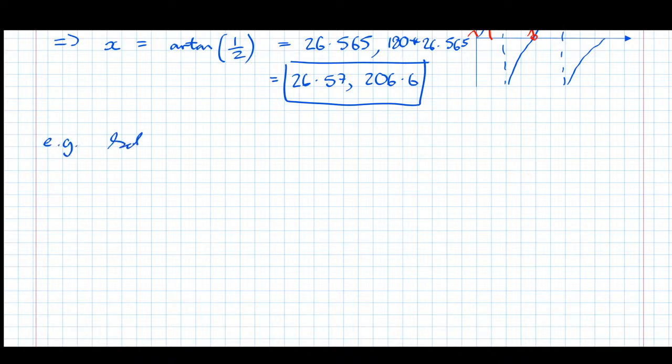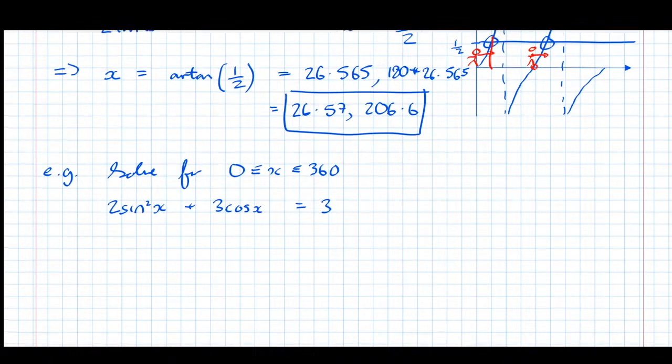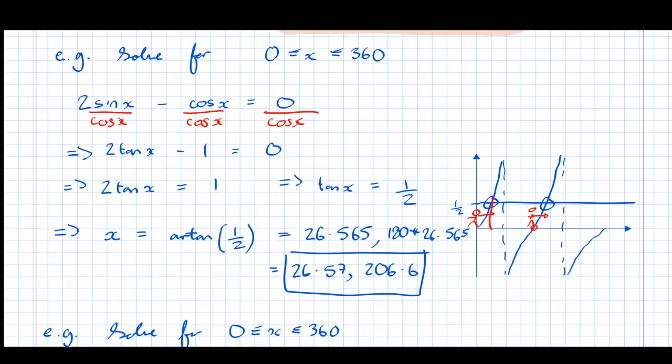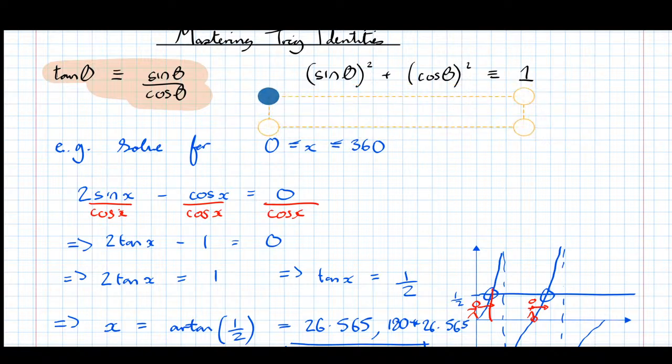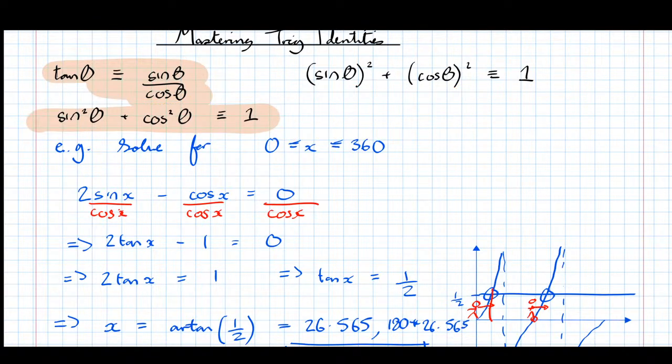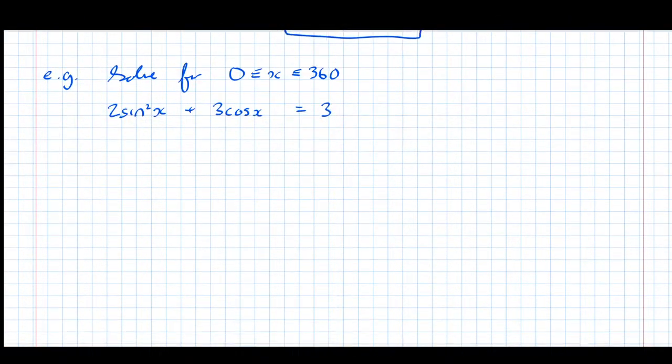E.g., solve for 0 less than or equal to x less than or equal to 360. Let's solve 2 sine squared x plus 3 cos x equals 3. And remember, we've got our 2 trig identities here. Let's bring them down. So I'll copy those and try and put them next to every question. And this is a good way of learning them, to practice just writing them next to every question.